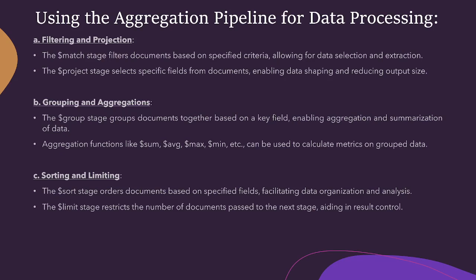Anything with a dollar sign is a pipeline operator, and it has a special key or a special function value. When MongoDB sees $match, it knows it's supposed to match. So for example, when you use the aggregation pipeline for data processing, some things you might need to do are filtering and projection. The $match stage filters documents based on specified criteria, allowing for data selection and extraction.